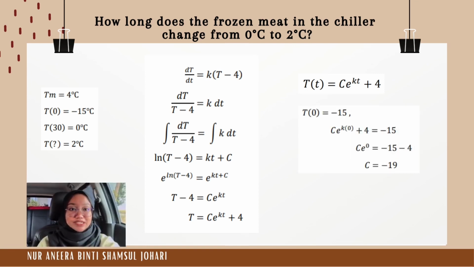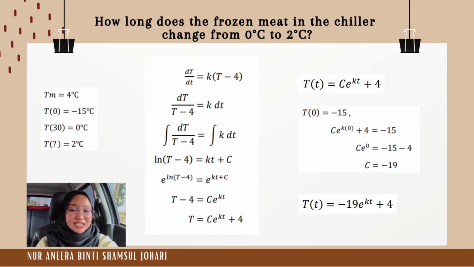By using the information that we have from the statement, which is T(0) equal to negative 15, we equate it with our T(t), and it will be negative 15 equal to ce^(kt) plus 4, with t equal to 0, and then we solve. It will be c equal to negative 19. Therefore, we have the value of c, and our T(t) will be negative 19e^(kt) plus 4.